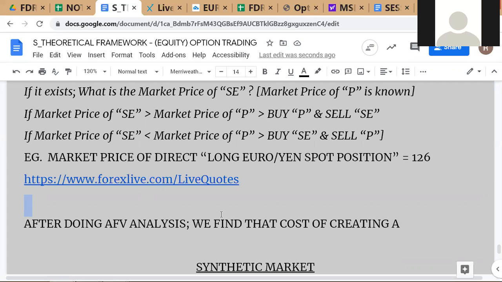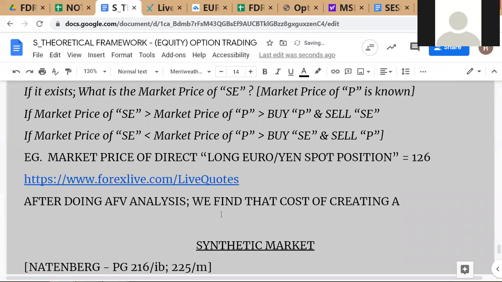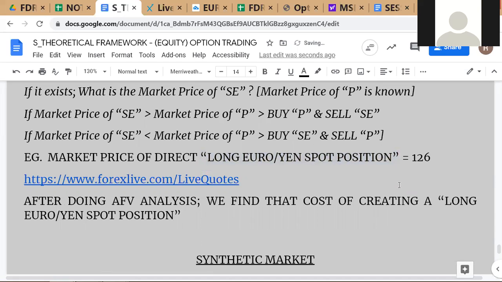All right. Now, after doing our AFV analysis, we find that the cost of creating a, let me contrast the direct with the indirect. Okay.